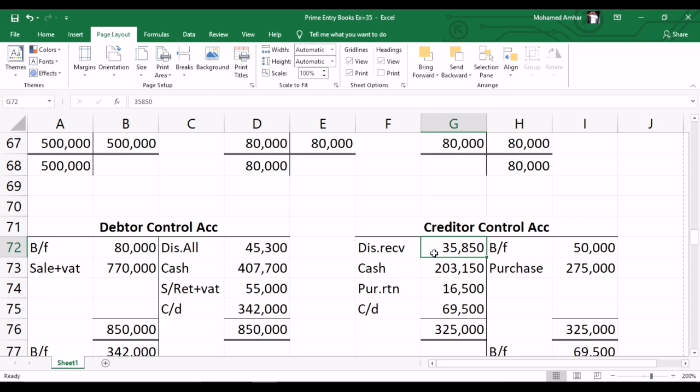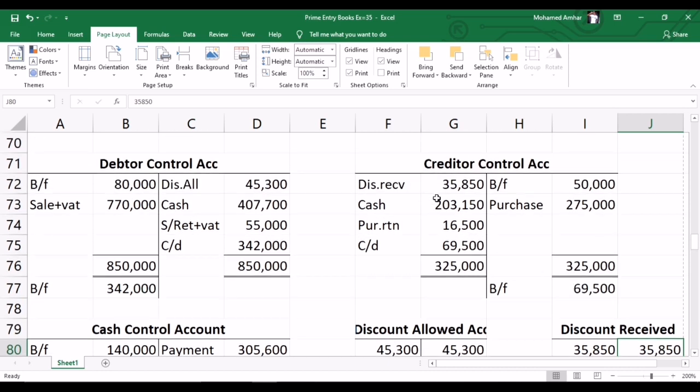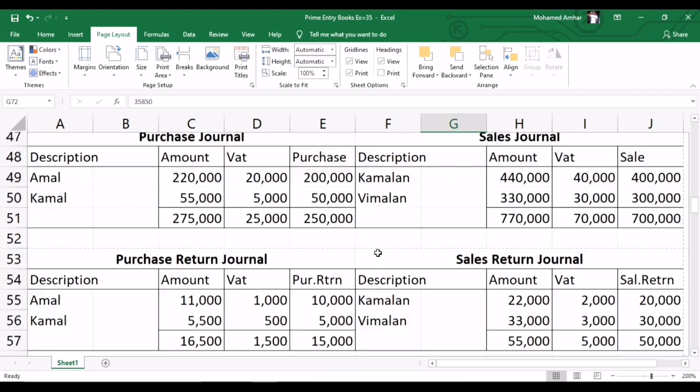By this amount the creditor is decreasing, and this discount received is an income. So you have to credit the discount received account. Credit the discount received account, debit the creditors control account. So the double entry is finished.